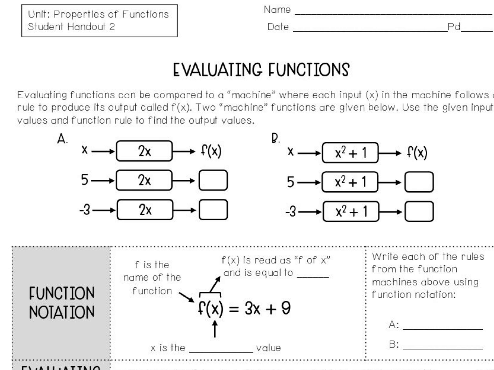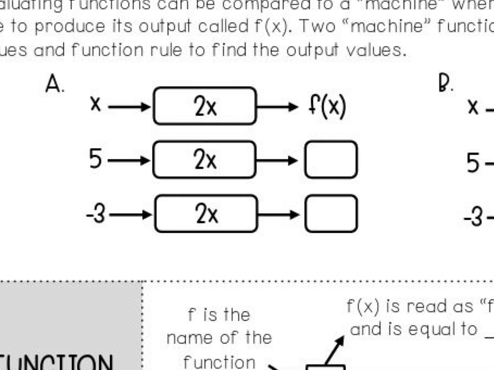So I want you to look at the 2 machine functions given below. Use the given input and find the output. So if I put on A here, I have X and it goes into 2X, I get f of X. Okay, let's talk about f of X. Do you remember anything about f of X? Okay, f of X is the exact same thing as Y. F of X is the same as Y. So f of X, Y is a function of X, where just this says, whenever you see f of X, it's the same as Y.